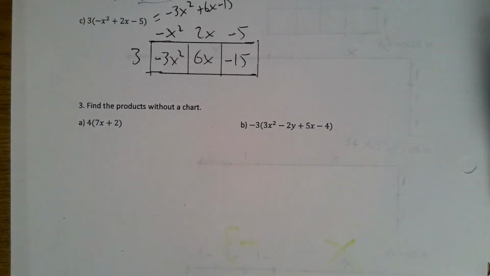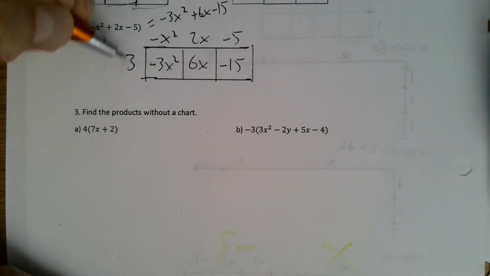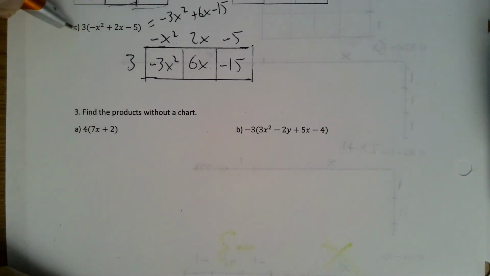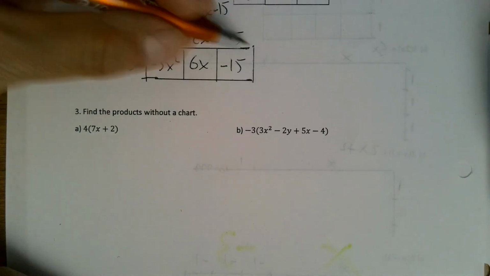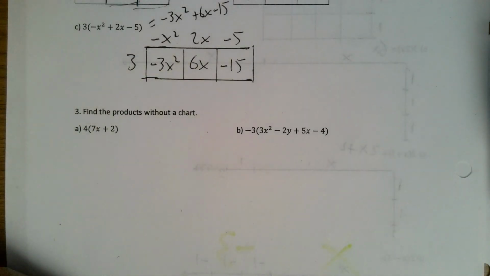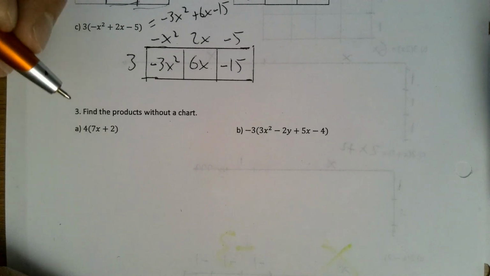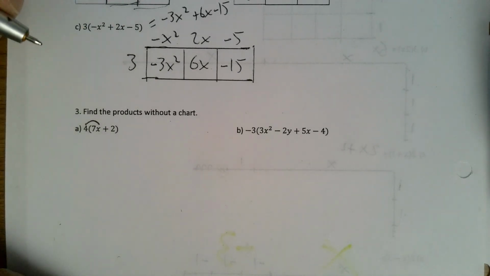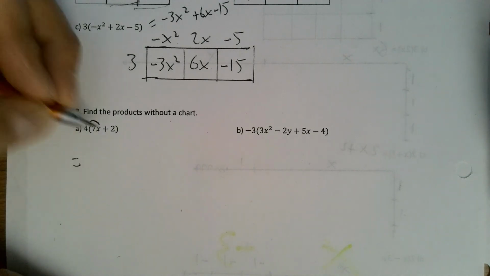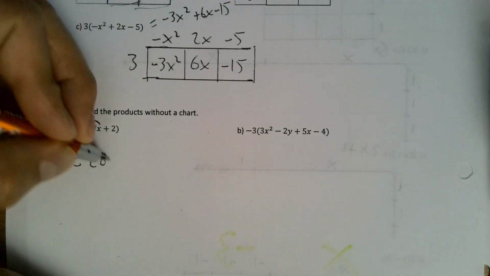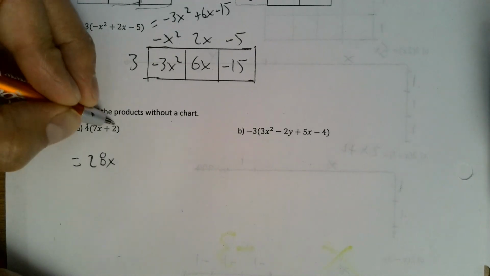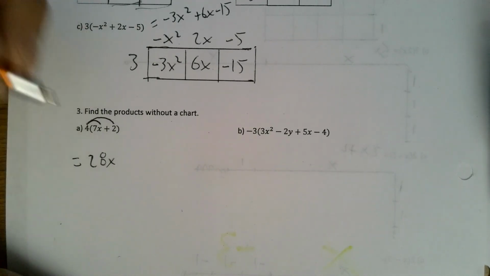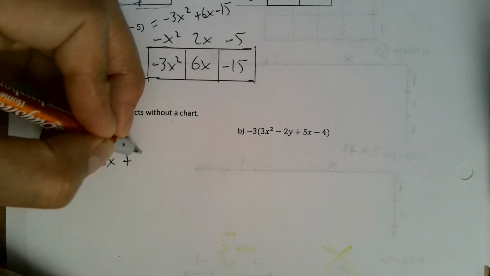Okay. And now, some of you have probably noticed that all this chart is doing is just taking everything inside the brackets and multiplying it by 3. That's all we did here. So I can do that without a chart. I need to take 7x and multiply it by 4. So I'm going to draw a little rainbow thing in there like that to show that I went 4 times 7x. Gave me 28x. And then I'm going to show that I need to multiply 2 by 4, which is 8. So I got 28x plus 8.